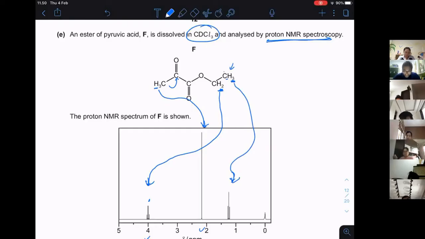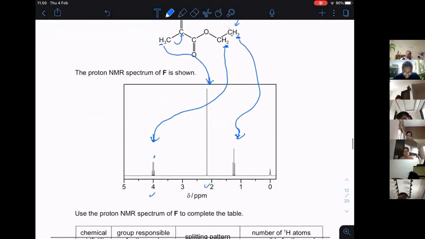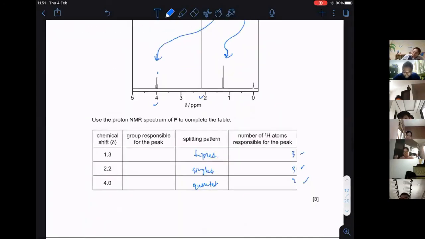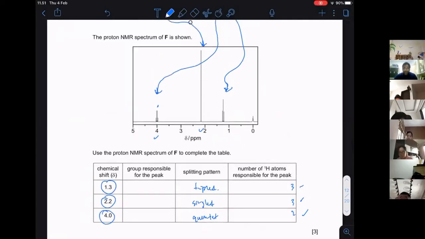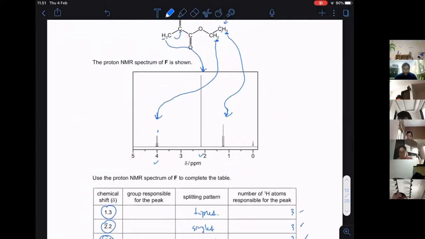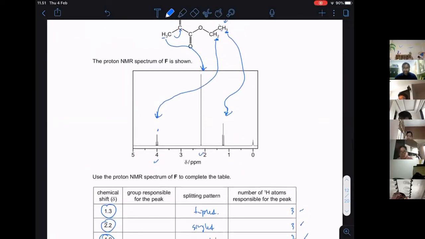Now, use the proton NMR spectrum to complete the table. Group responsible for the peak: 1.3, 2.2, 4. You can see we have already identified the group responsible for the peak.